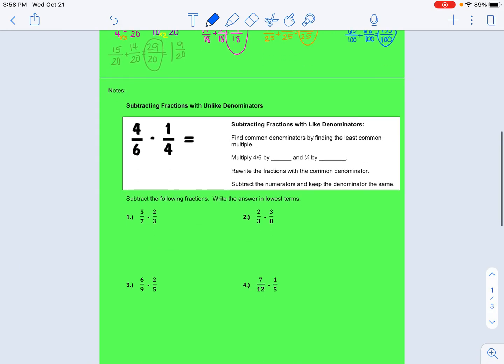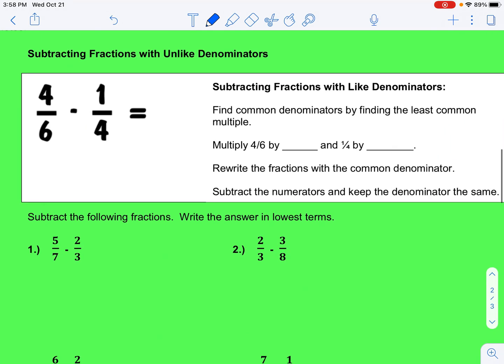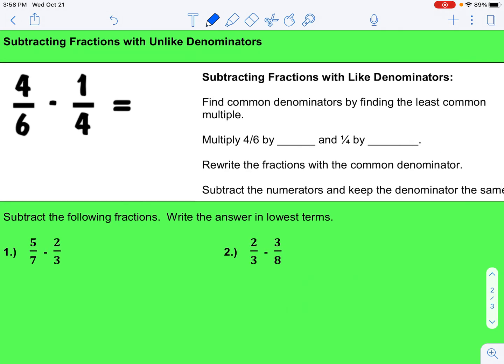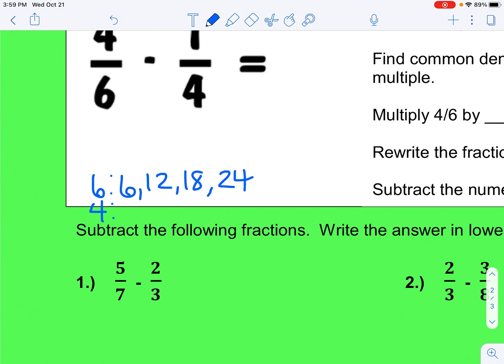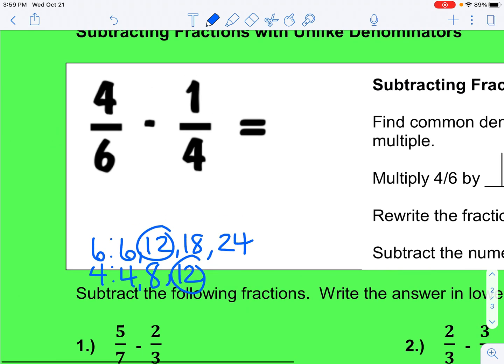Alright, now let's look at subtracting. So subtracting is very similar. We need to find common denominators by finding the least common multiple. To do that, let's count by 6s and let's count by 4s. Start with my bigger number, 6, 12, 18, 24, we can stop there. Now let's do the 4s. 4, 8, 12, and if you notice, they both have 12. So my new denominator is 12.